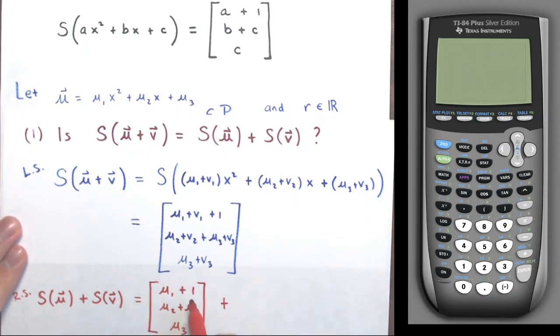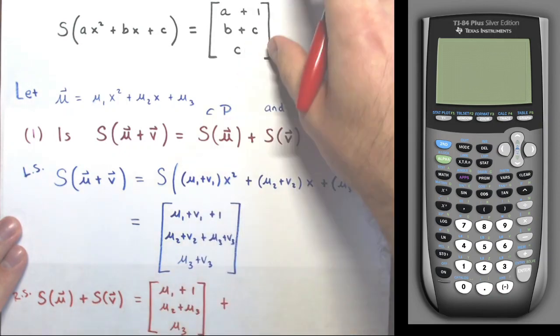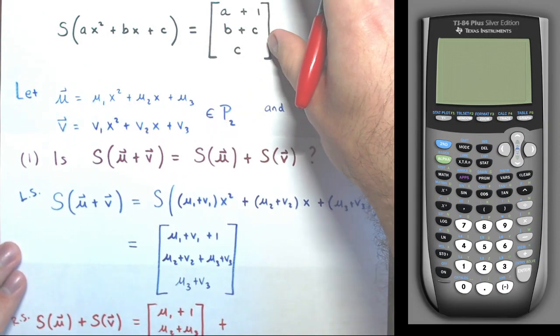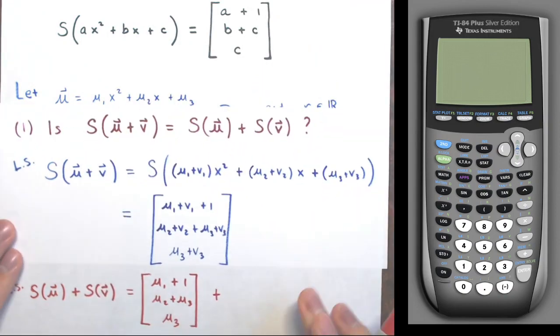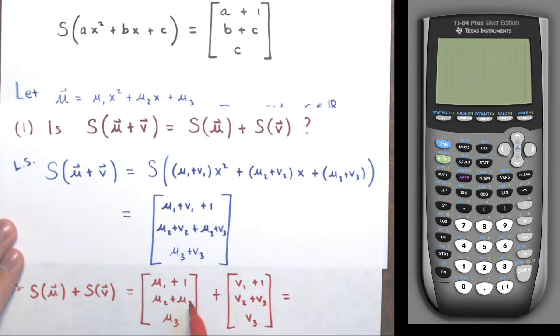This here, what I just wrote, is S of u. And I'm adding to this S of v. Now v was this polynomial. Again, instead of u1, u2, u3, it's v1, v2, v3. So this is v1 plus 1 for the first component, v2 plus v3 for the second, and then v3 for the third. And now when I'm performing addition, we're adding vectors, adding matrices pretty much.